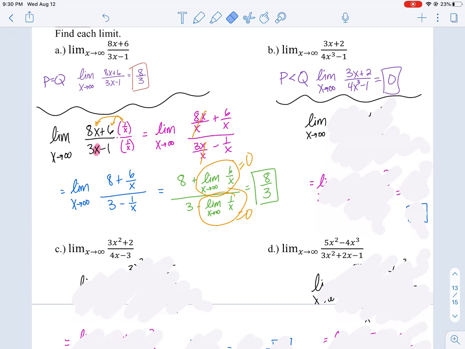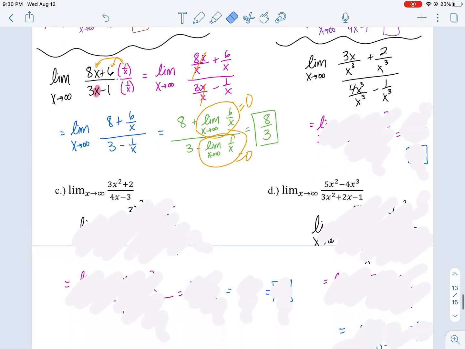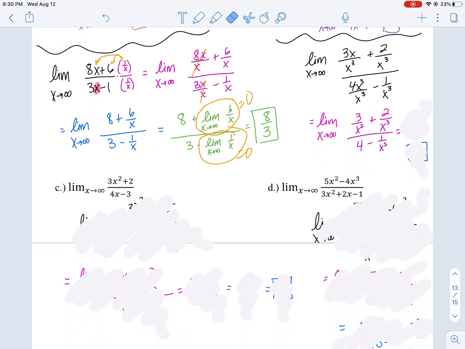So do the same thing with B. Let's take B and let's go through and divide every single term by the highest degree x in the denominator. You notice on this one that my highest degree x in the denominator is now an x cubed. So I'm going to go through and divide every single term by x cubed. I'm going to reduce, and I'm going to apply my limits.